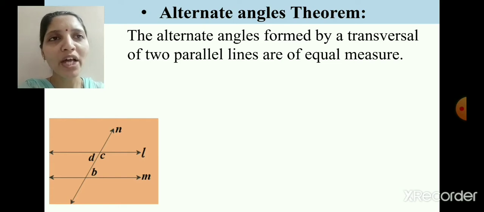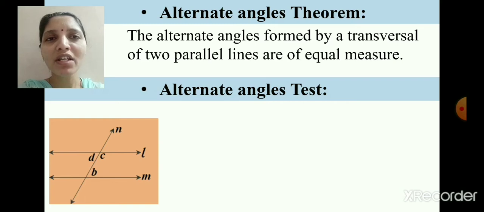Now we all know what the alternate angles are. The angles which are formed on the opposite sides of the transversal. So in this figure, which are the alternate angles here? Yes, angle D and angle B. If line L is parallel to line M and line N is the transversal, then we can say that angle D and angle B, these angles are alternate angles.